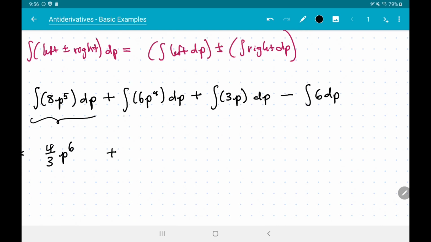Now we need to do the antiderivative of the second term. So take a minute and think about what that should be. Okay, you keep the 6 and multiply by 1/5 p to the 5th. That's the antiderivative power rule applied to p to the 4th. And then we keep the factor of 6.